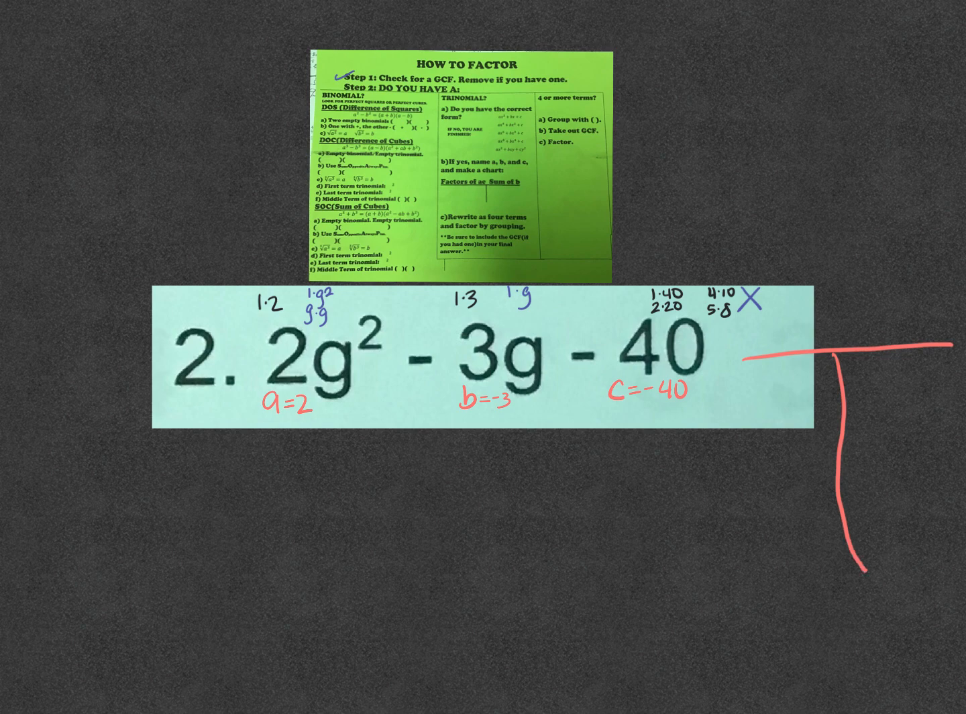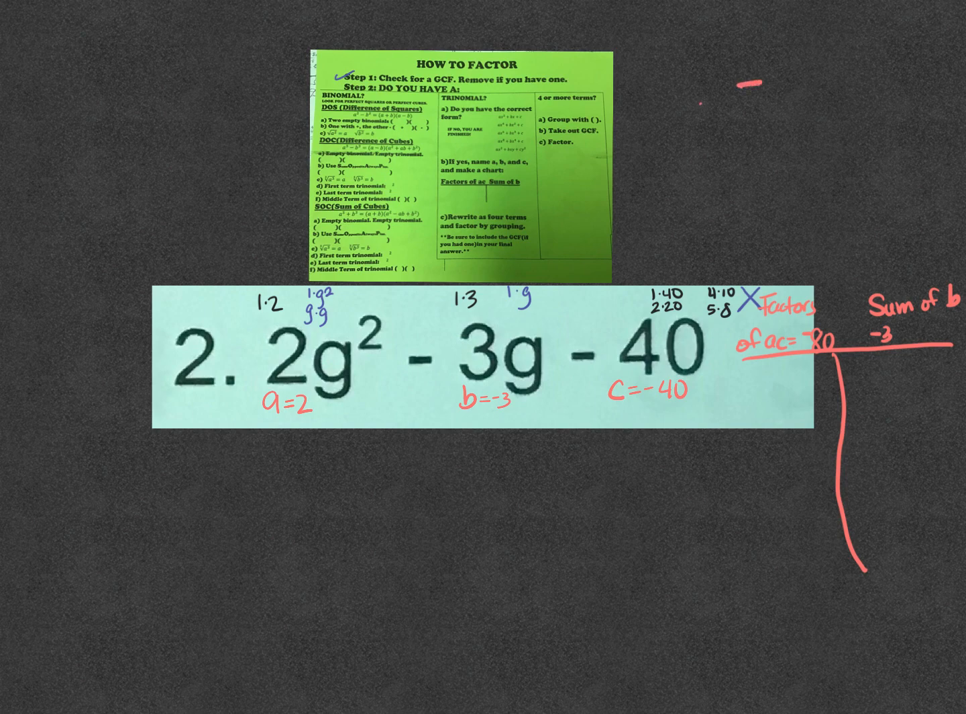In this first column, I want factors of A times C. A times C would be negative 80. Factors of negative 80 that will give me a sum of B, and B is negative 3. So let me talk again about factors of a negative.